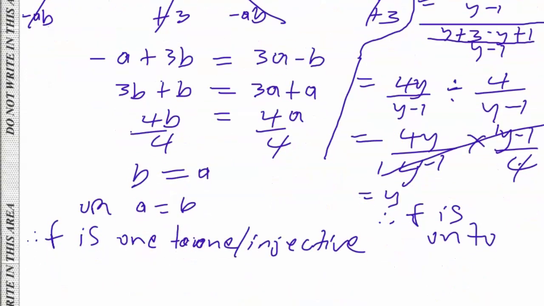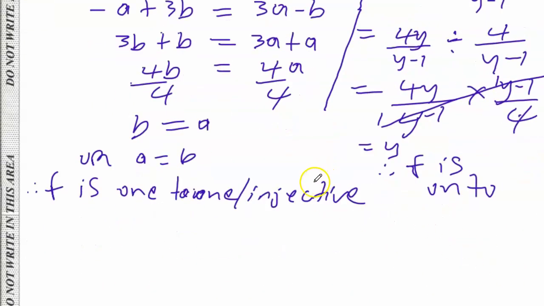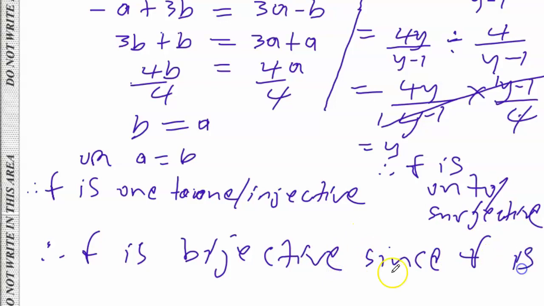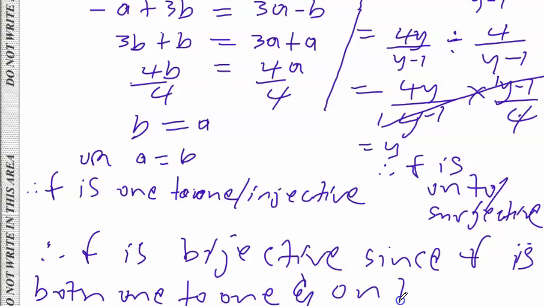So the function is both one-to-one, which is injective. It's also onto, which is what we call surjective. Alright? So therefore, we can conclude that f is bijective, since f is both one-to-one and onto. So it's both injective and surjective, hence it is bijective.